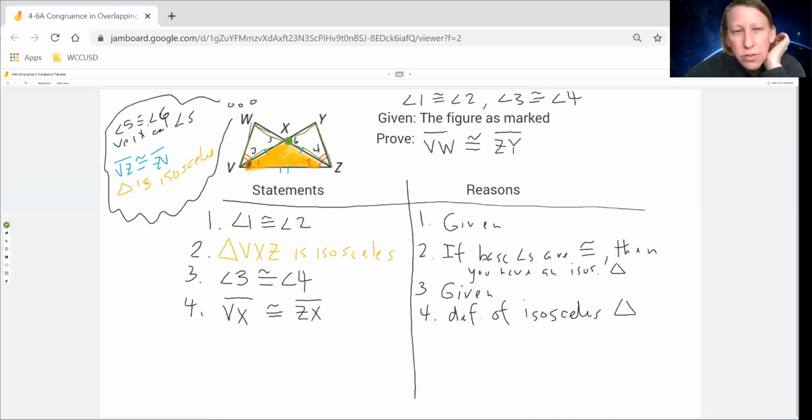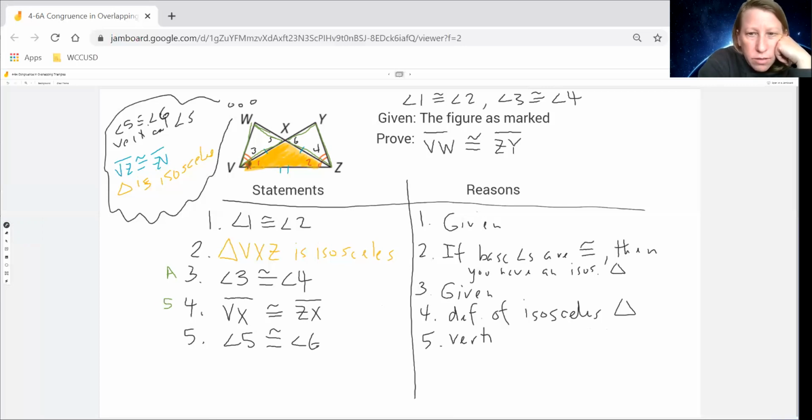What do we have marked on those two triangles? We have a pair of angles that match up. I just showed you a pair of sides that match up. What else do we need? We have side, angle, side, side, side, side, angle, side, angle, angle, angle, side, or hypotenuse leg? I'm going to use angle side angle. Okay, because I know angle 5 is congruent to angle 6 because vertical angles are congruent.